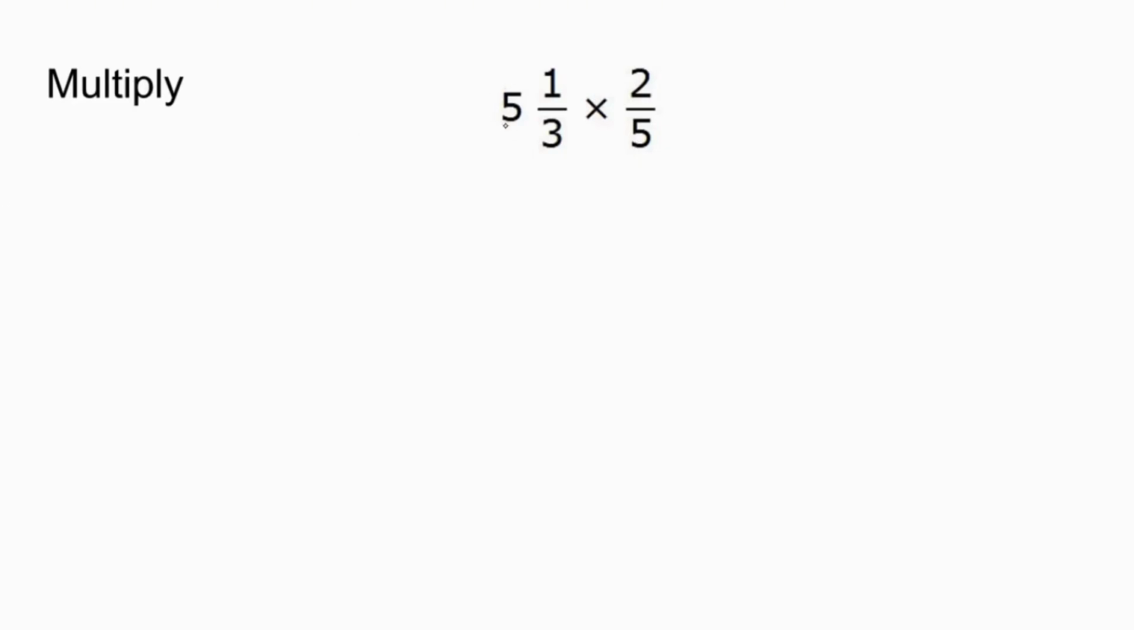We'll take that whole number of 5 that lives out in front and multiply it to the denominator of 3. 5 times 3 is 15. Take that 15 and add it to the numerator, which is 1. 15 plus 1 is 16. So now this becomes 16 over 3. Drop down 2 over 5. Okay, that guy doesn't change.